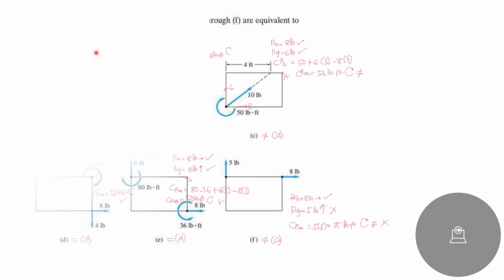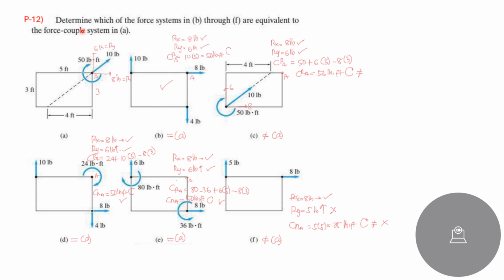Example 12. Determine which of the four systems in B through F are equivalent to the force couple system in A. So let's study the force couple system in A. For the systems to be equivalent, they should have the same resultant and resultant couple, and especially the resultant acting at a specific point, which is this top right corner.